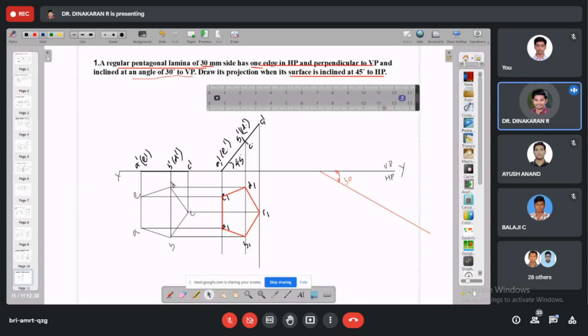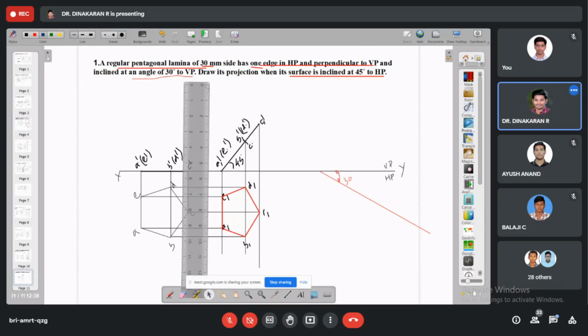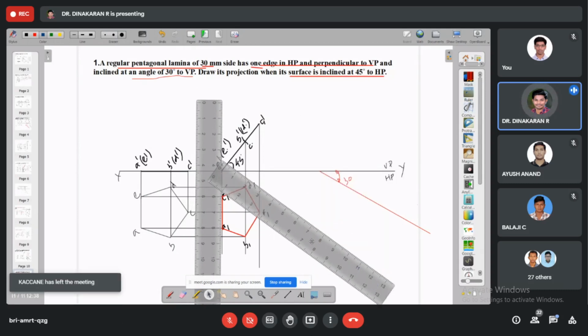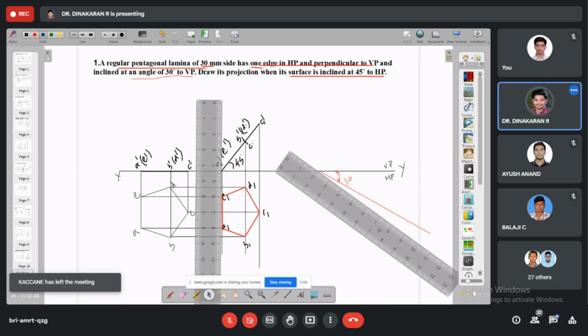So how much dimension is there? Directly use a scale and measure it. How much is there? It is approximately what I drew. It is not a dimension of 30 mm. I didn't draw it as that. So tell me, for my case, how much is coming?